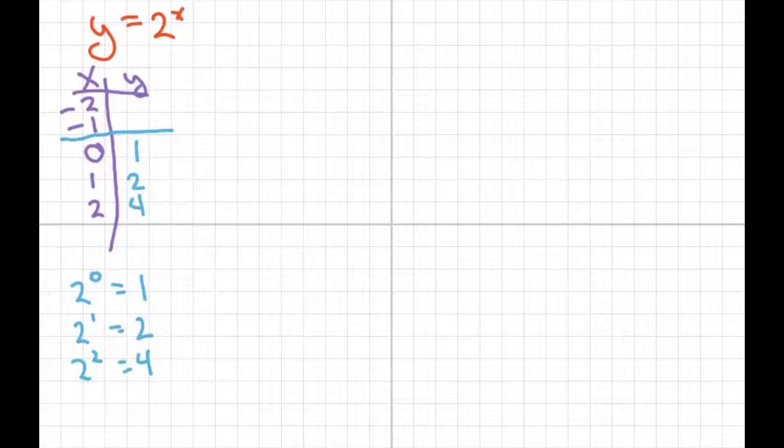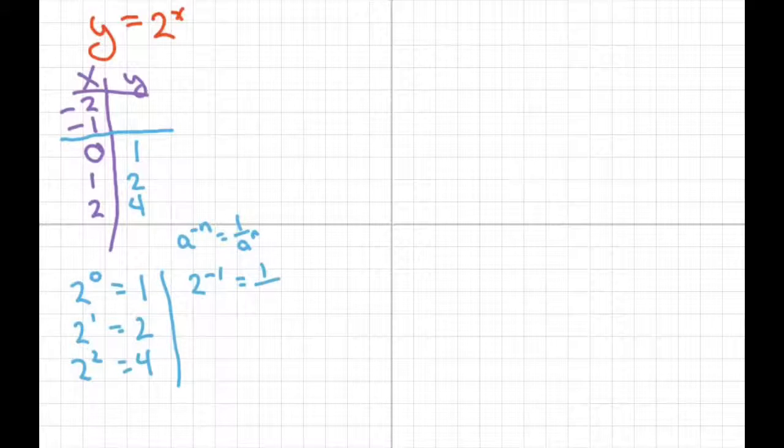All right. Now for the -1 part. So 2 to the -1: a to the -n equals 1 over a to the n. So to get rid of the negative exponent, we're just going to write that as 1 over 2. And 2 to the -2 is going to be 1 over 2 squared. So I got rid of the negative, but these are fractions. This equals 1/4.